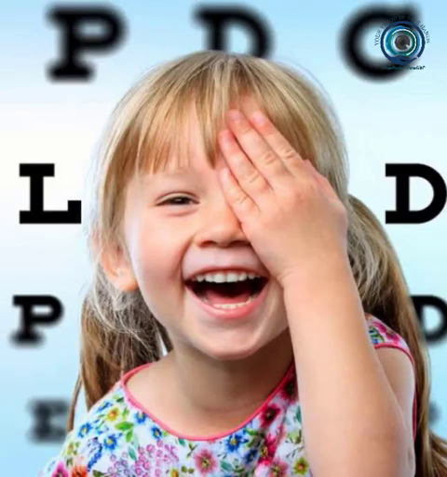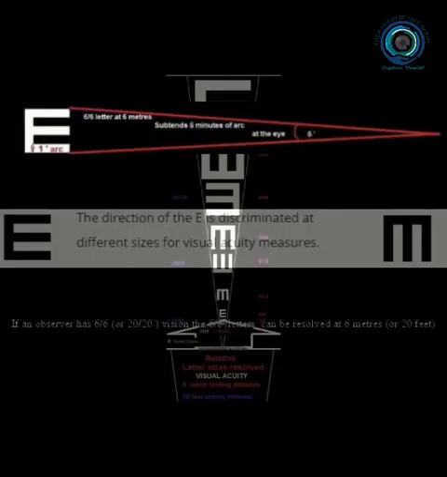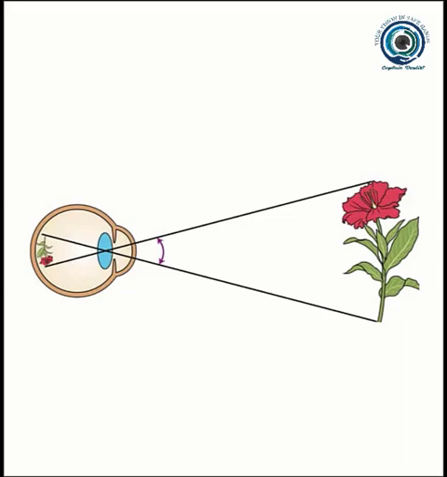For an individual patient to see letters clearly and correctly, he must have 5 minutes of arc as the minimum resolvable visual angle. The visual angle is the angle subtended at the nodal point of the eye. The nodal point of the eye is the center of the crystalline lens.